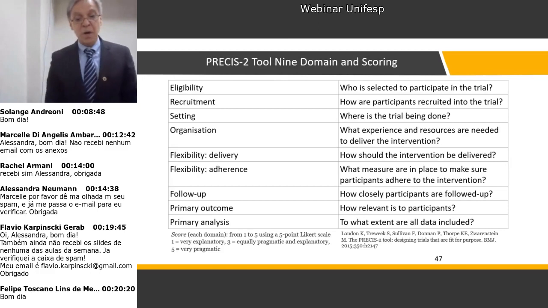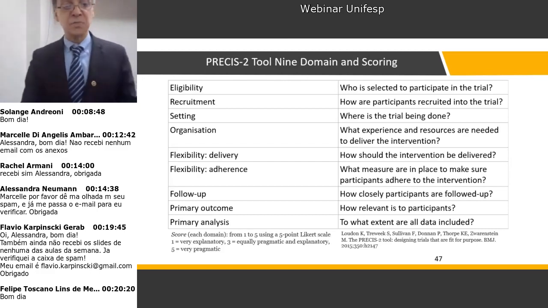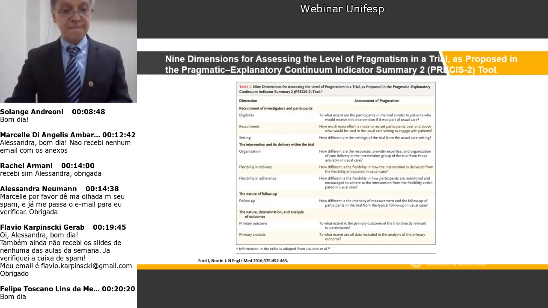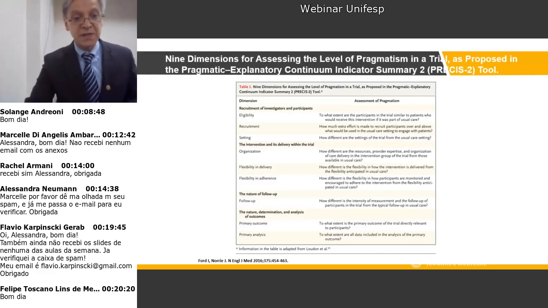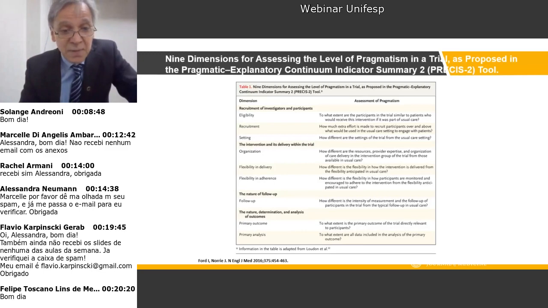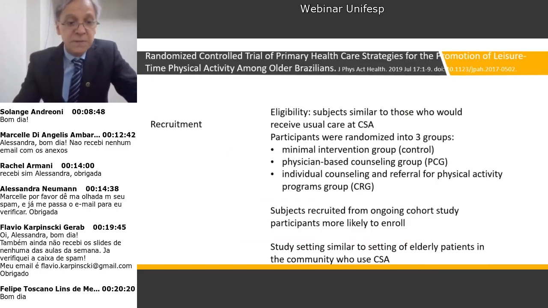Primary analysis: to what extent are all data included? You need to be aware that you're going to be losing some of the data that you have initially in a pragmatic trial. There's a little bit more about it. The 9 dimensions for assessing the level of pragmatism in a trial. This is actually the PRECIS-2, and I wish I could read this, even with my glasses on. I'm sorry, I put up a slide that you may not be able to read, but it's the same thing. How different is the flexibility in how the intervention is delivered? It's just a little bit more elaborate in the wording.